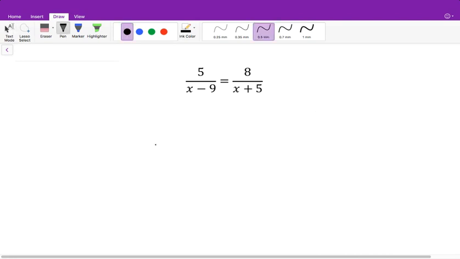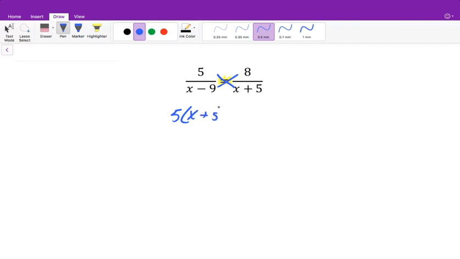Right, now whenever we're solving rational equations, now we have an equation, so that's the key thing. You have to be able to identify these are equations. So we can do things a little bit different here. When it's two fractions that are equal to each other, we can just cross multiply. So it's 5 times x plus 5 is equal to 8 times x minus 9.